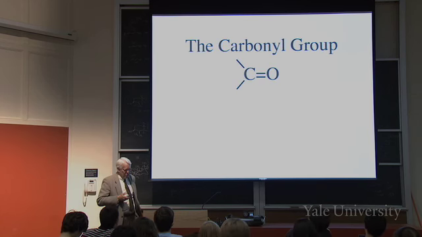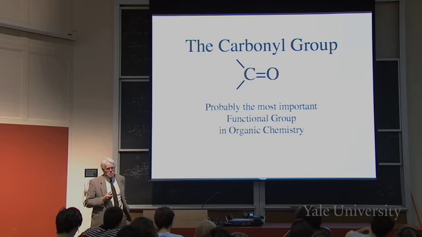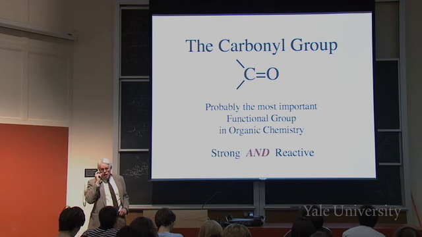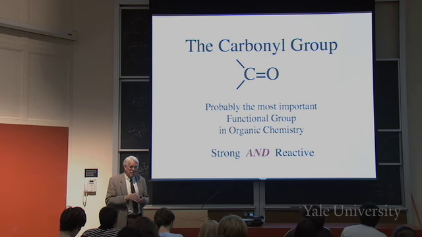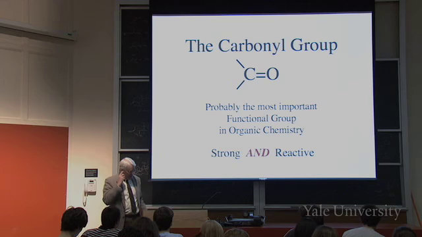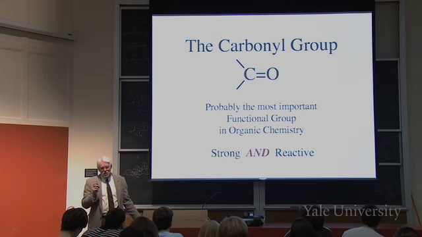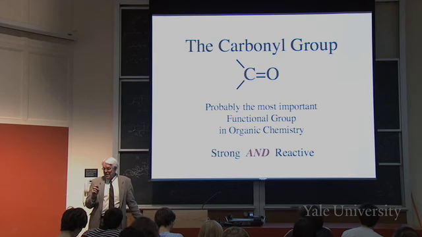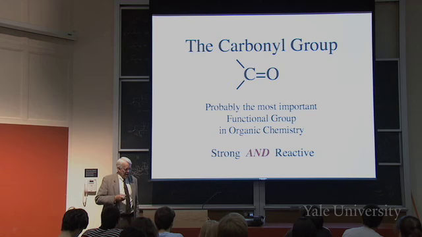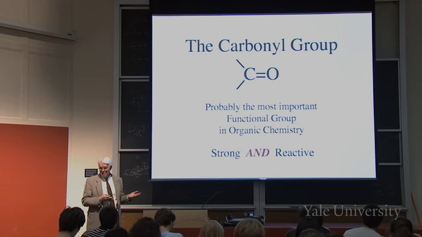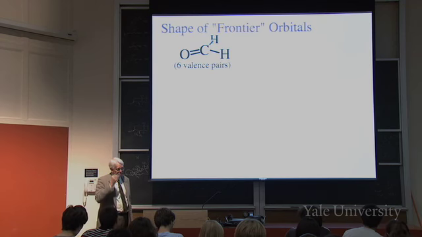Okay, so the carbonyl group, CO double bond. This is probably the most important functional group in organic chemistry. Why is it so important? A, because it's strong, so it gives stable compounds, low energy compounds, so you have a lot of carbonyl groups. But paradoxically, it's not only strong, but it reacts easily. So it's easy to make things from carbonyls. Okay, that sounds contradictory, that it should be both stable and reactive, but it is, and we'll see why.